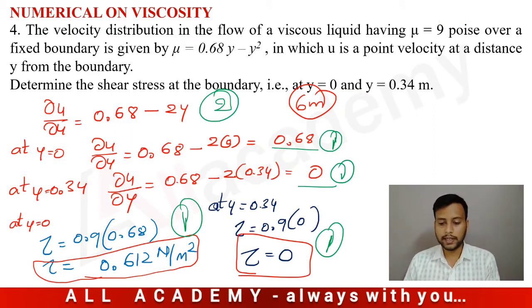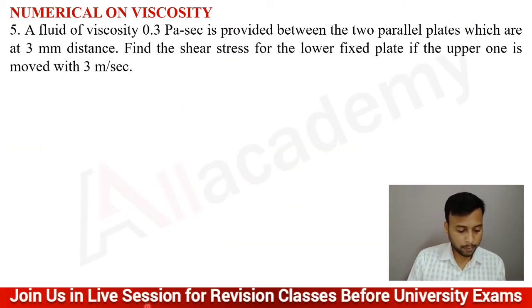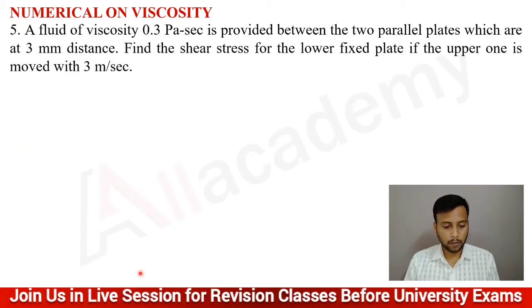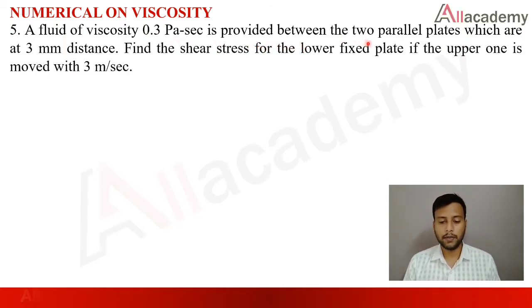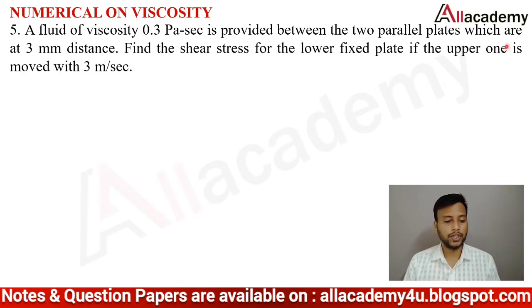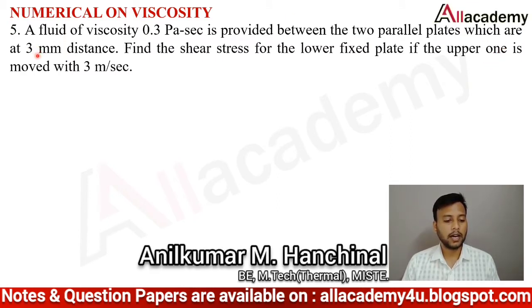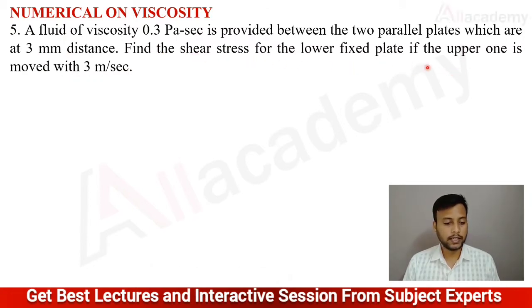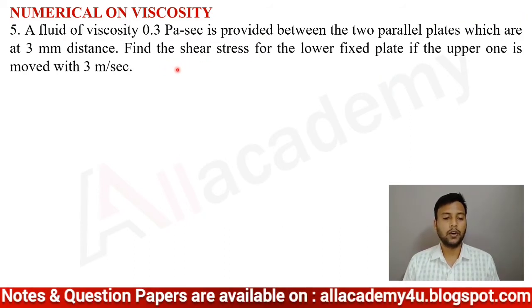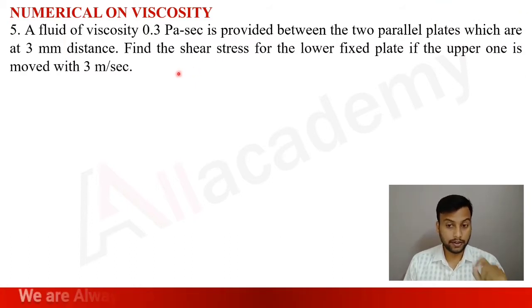Now let us move to the next numerical. So the next problem statement is, a fluid of viscosity 0.3 Pascal second is provided between the two parallel plates which are at 3 meter distance. Find the shear stress for the lower fixed plate if the upper one is moved with a velocity of 3 meter per second. So this is a little bit tricky question. So I'll just read it out once.